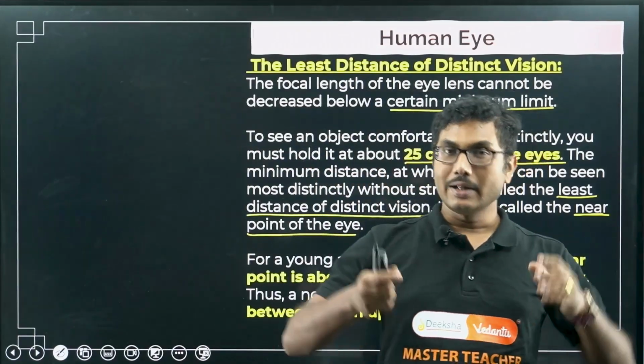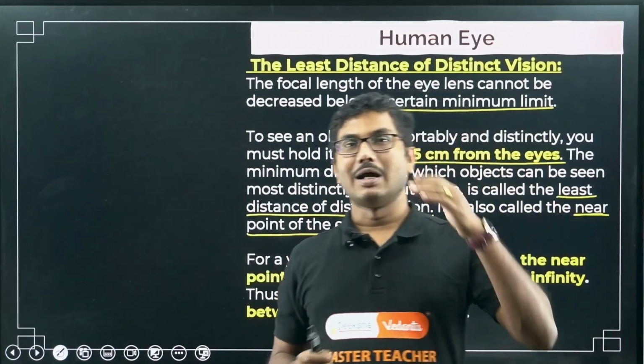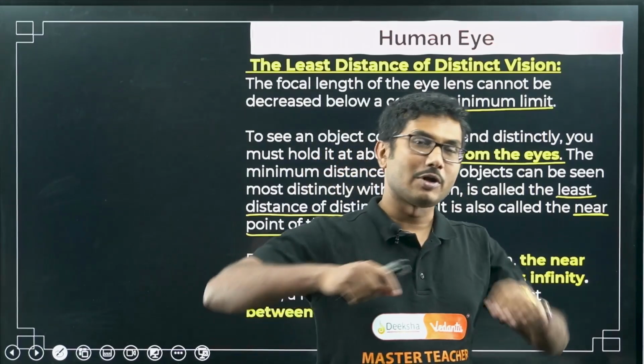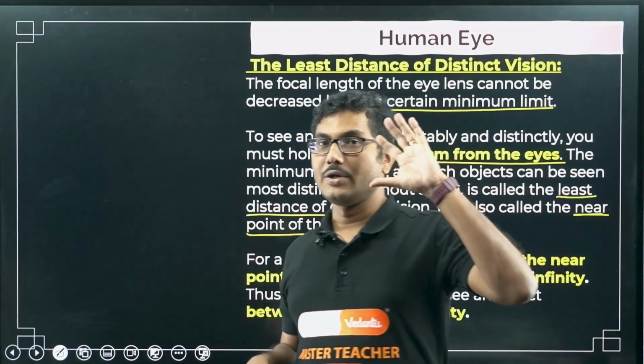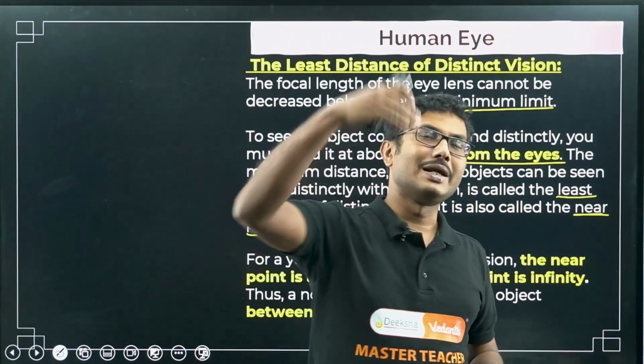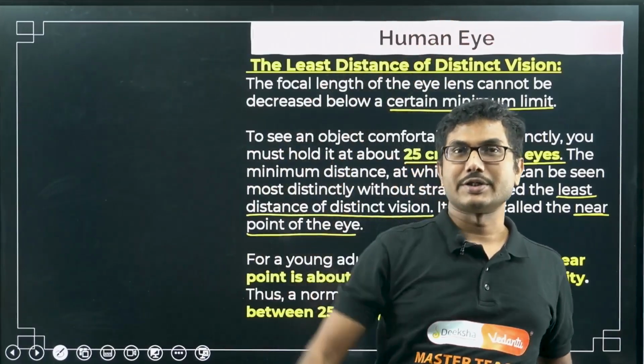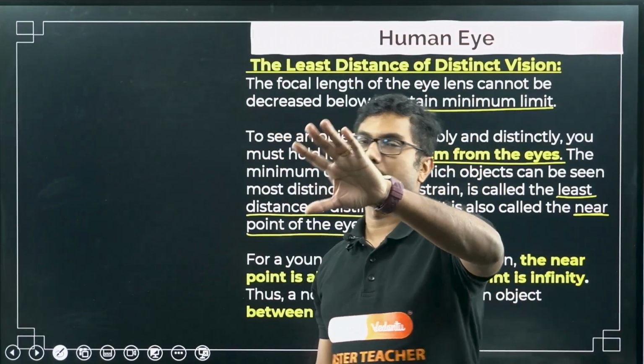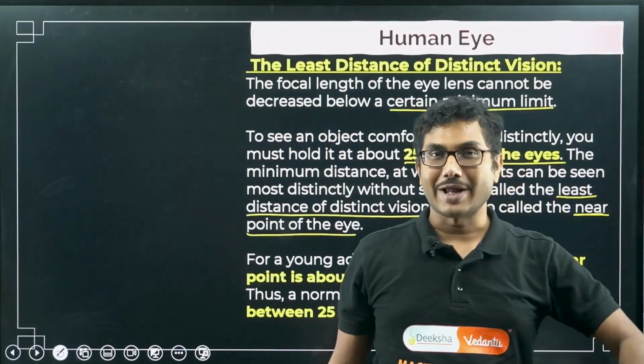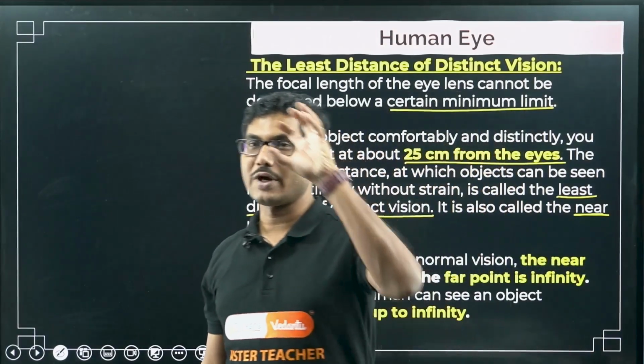Okay, and one more thing is that you cannot see multiple objects unless and until you are focusing on one of them. If there are different distances, different locations, you can see one object at a time. You cannot focus on all of them using your eye. Why? Because your eye can focus only on that object.